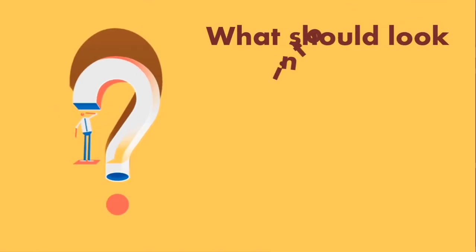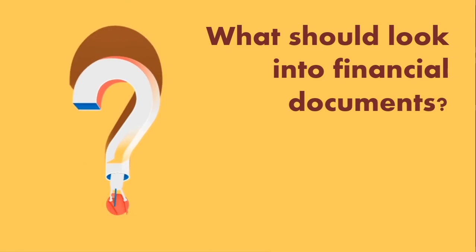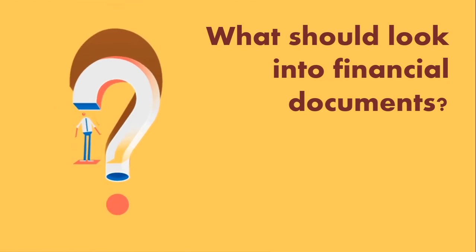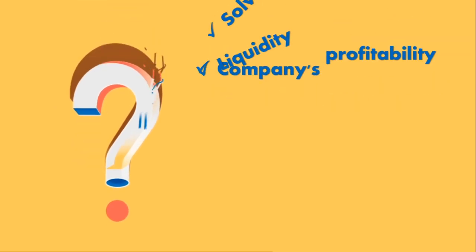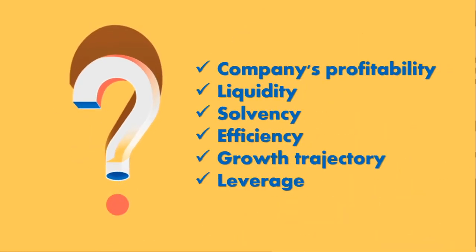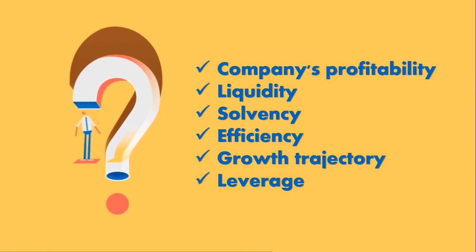Alright friends, now the food for thought is, what is checked in these financial documents? Let me tell you now. When running stock analysis on a company's financial statements, we need to analyze the company's profitability, liquidity, solvency, efficiency, growth trajectory, and leverage. For that purpose, different ratios can be used to determine how healthy a company is.